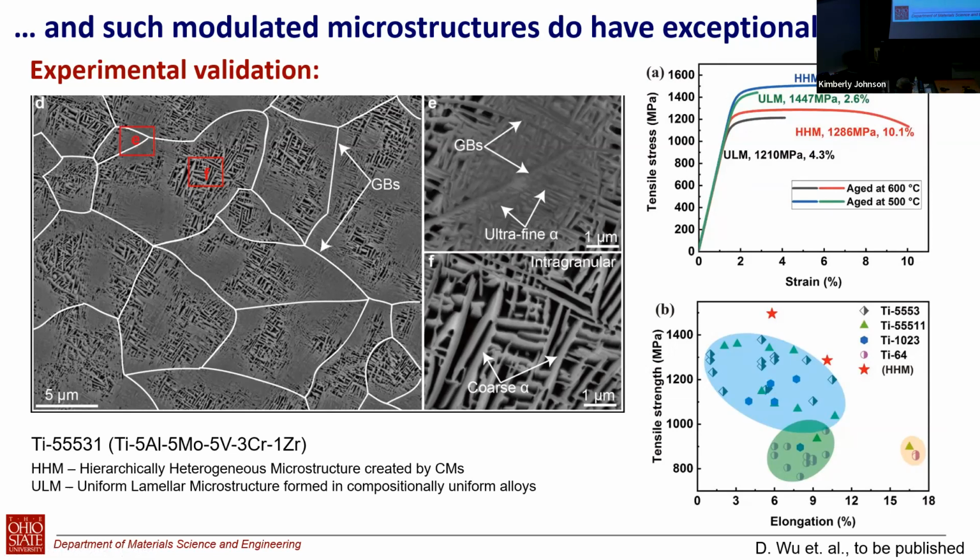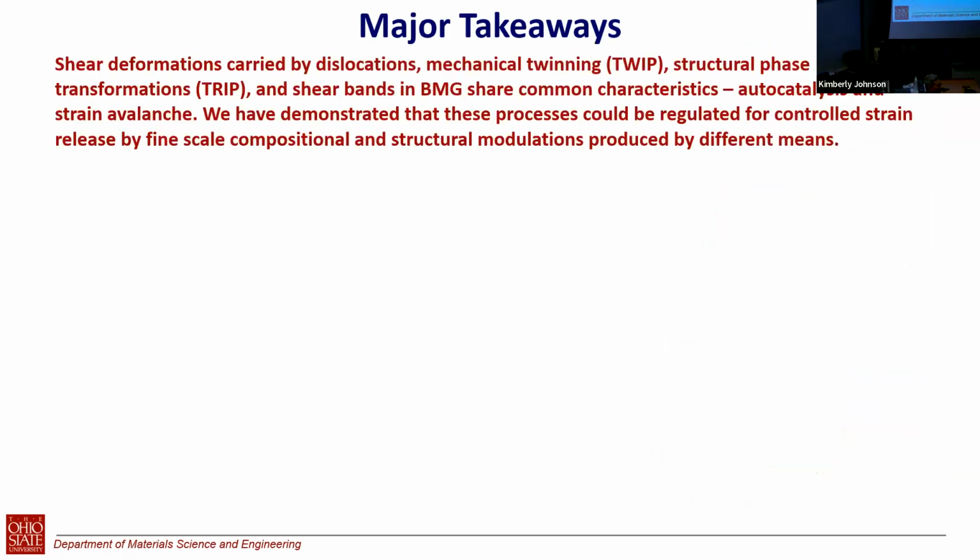All right, let me try to summarize what I just told you. The idea is pretty simple: to create compositionally modulated or structurally modulated material. If you do so at the right length scale, you can really confine the strain release, because all shear deformation shares the same features: autocatalysis, long-range elastic interaction, and strain avalanche. If you can find a way to confine that strain release, you can get the proper stress-strain curve.